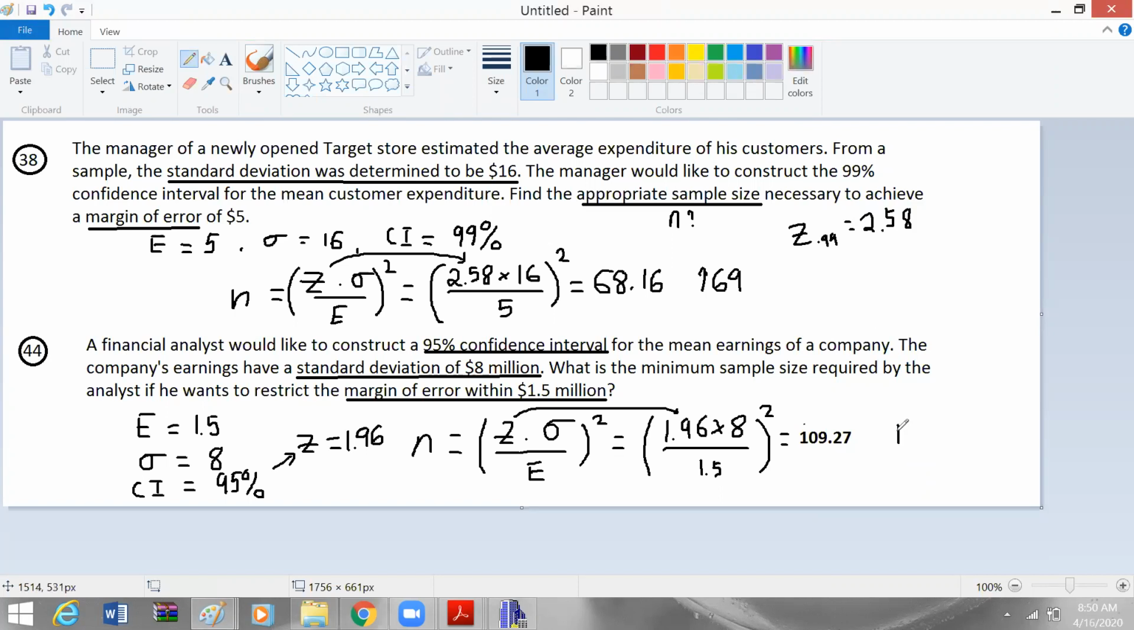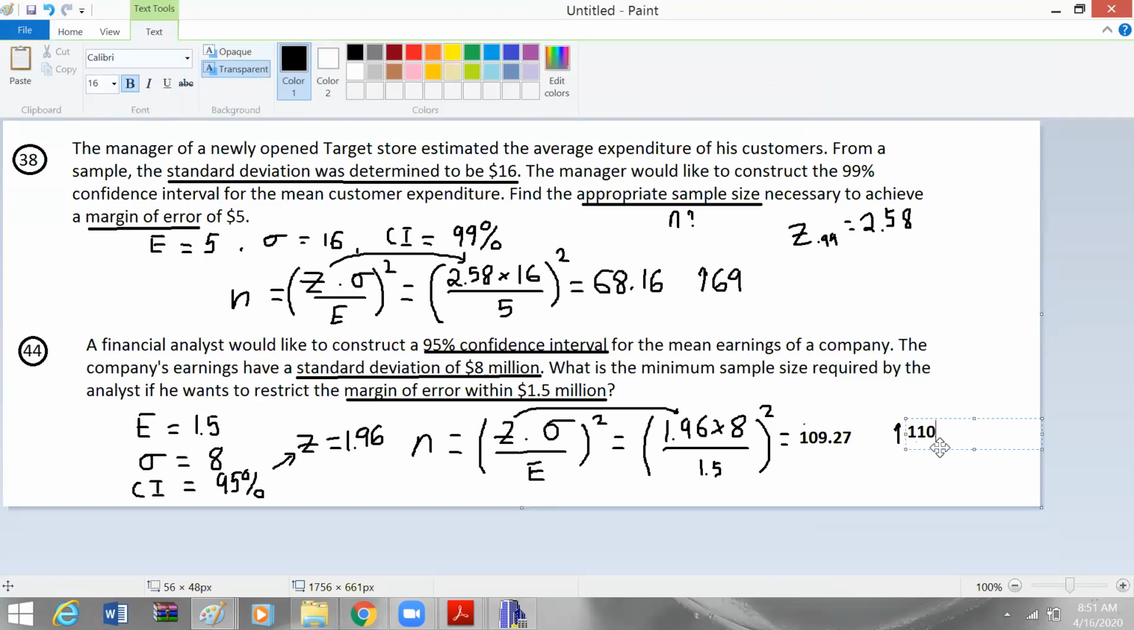So usually for the sample size we need to round up, so that we make sure the error does not exceed 1.5. Okay, so that's pretty much the thing. We round up to 110, and we just rewrite it right here. So this is the 110 for that part, and that's pretty much all we need to do.